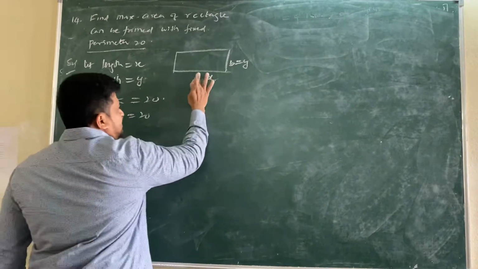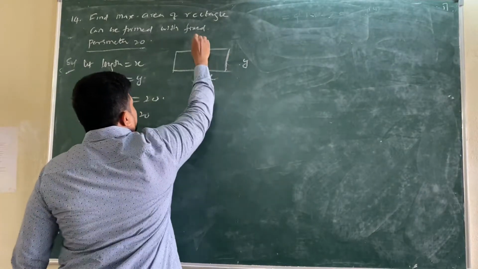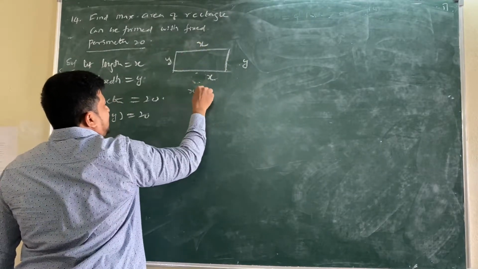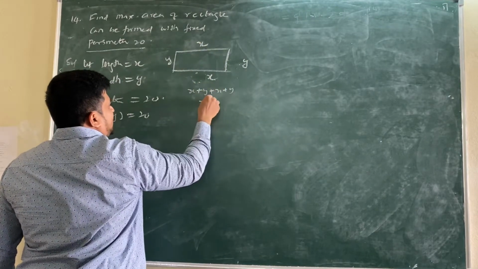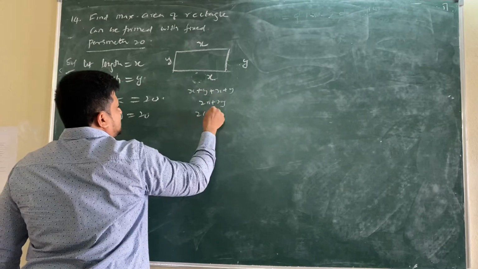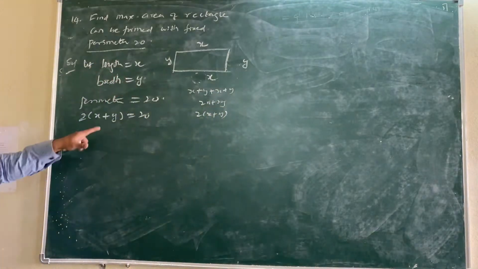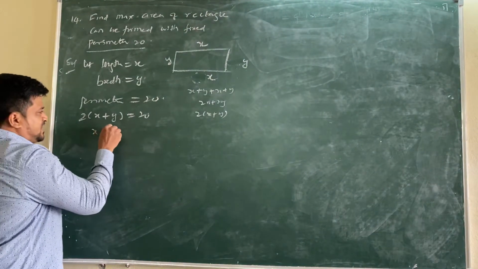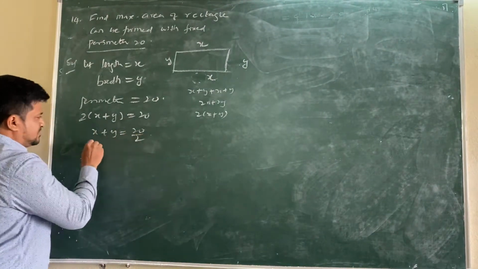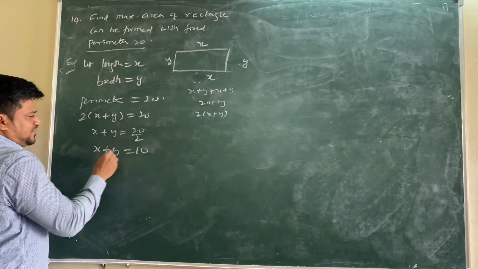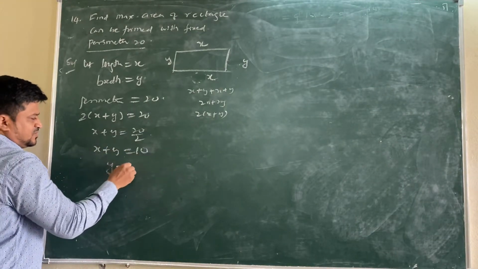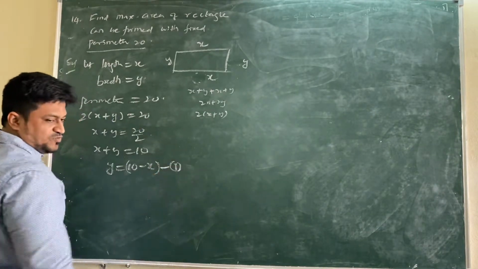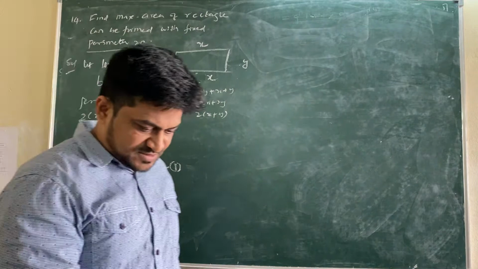Suppose this is x, this is y, again this is x and y. If I add all of them, perimeter is x, y, x and y, 2x plus 2y, 2 into x plus y. Sum of all the sides is perimeter, a formula you should know. X plus y equals 20 by 2, x plus y equals 10. Whenever you get a summation, what will we do? y equals 10 minus x. Whatever goes to that side becomes minus.